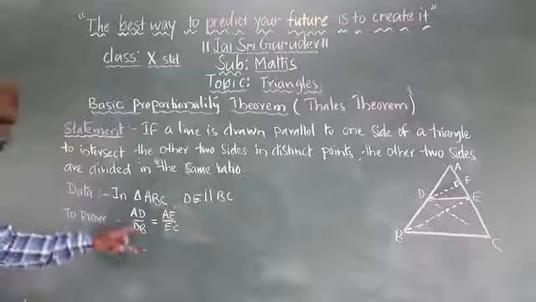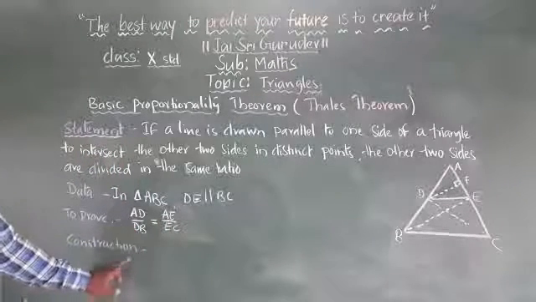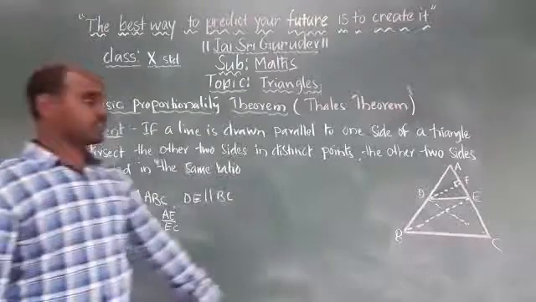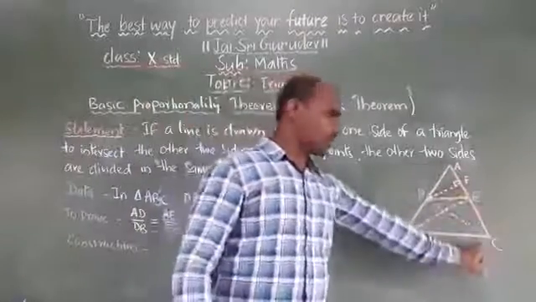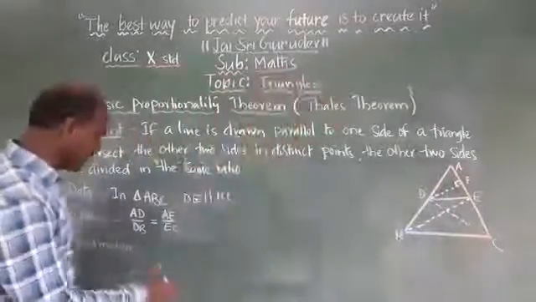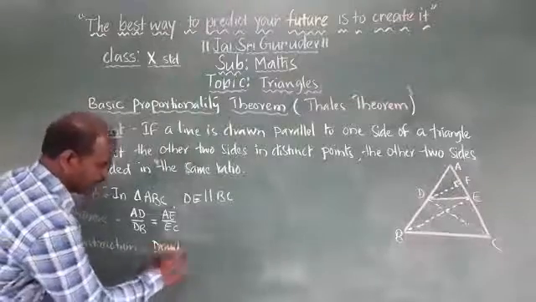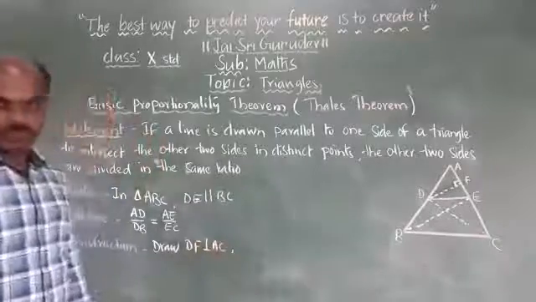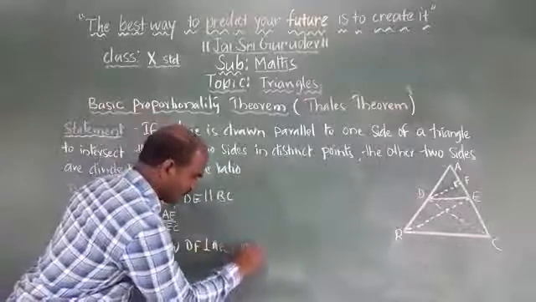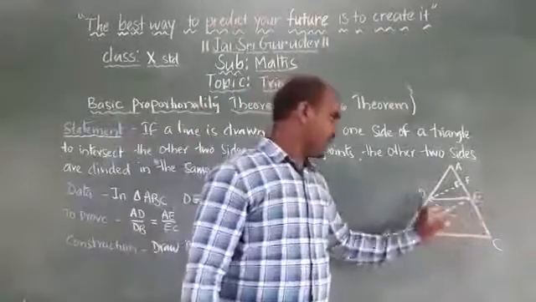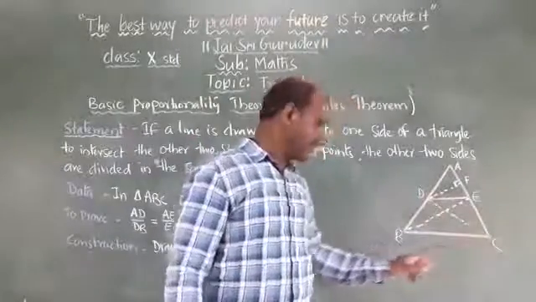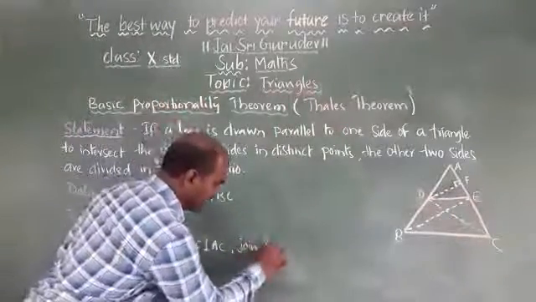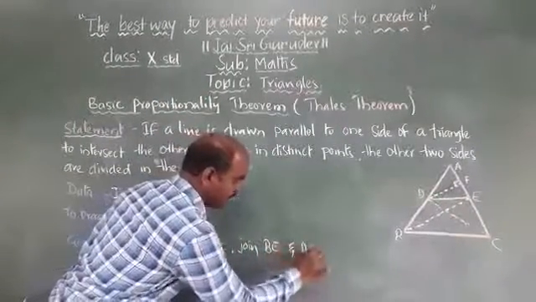Next, to prove this, we have to do some constructions. The construction is: draw DF perpendicular to AC. Next, join BE and DC.